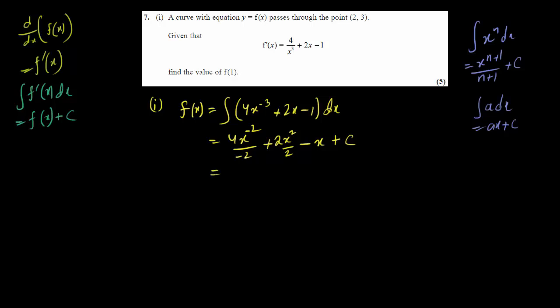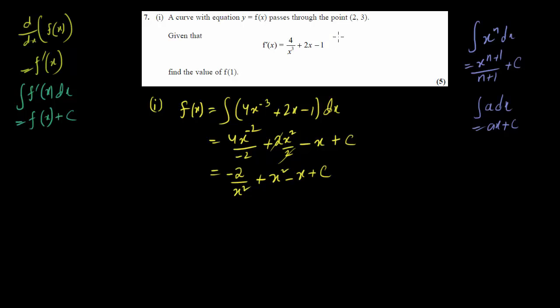So we are almost there. 4 divided by minus 2 is minus 2, and x to the power minus 2, if you bring it downstairs, would be x squared, plus this 2 and this 2 cancelled. This would be x squared minus x plus c. Now in order to find f(x), we need to find the value of c. So one piece of information is given. It is given that it passes through the point (2, 3).